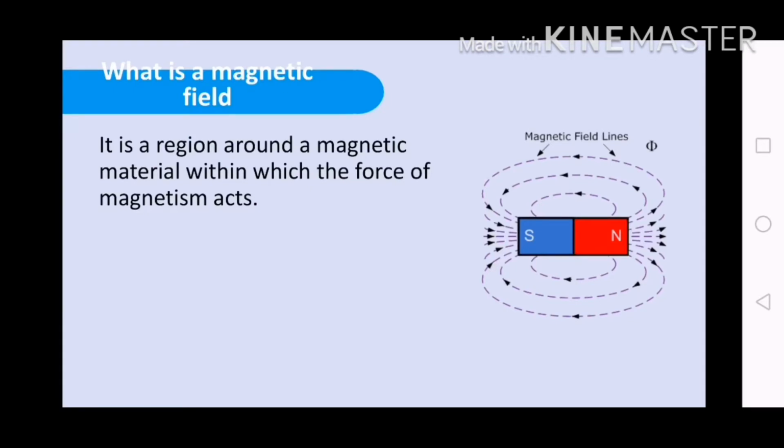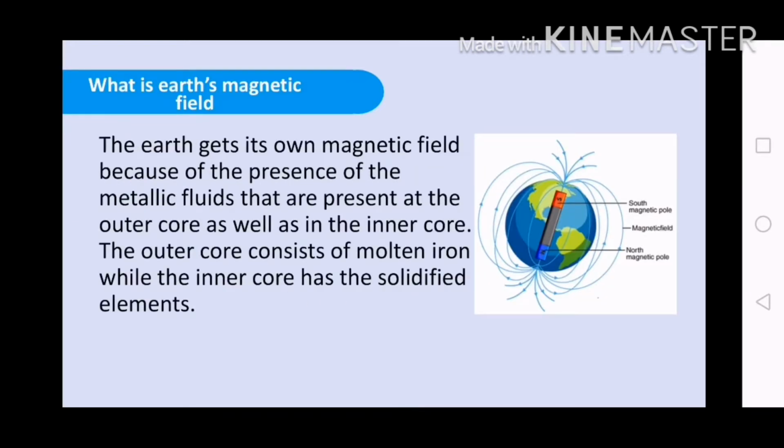To begin, I want to remind you what a magnetic field is. A magnetic field is the force around a magnet, as you can see in this picture, where the lines represent the magnetic field. What is Earth's magnetic field? Earth has a magnetic field because the inner core and outer core consist of molten iron and solidified elements, which are metallic fluids.